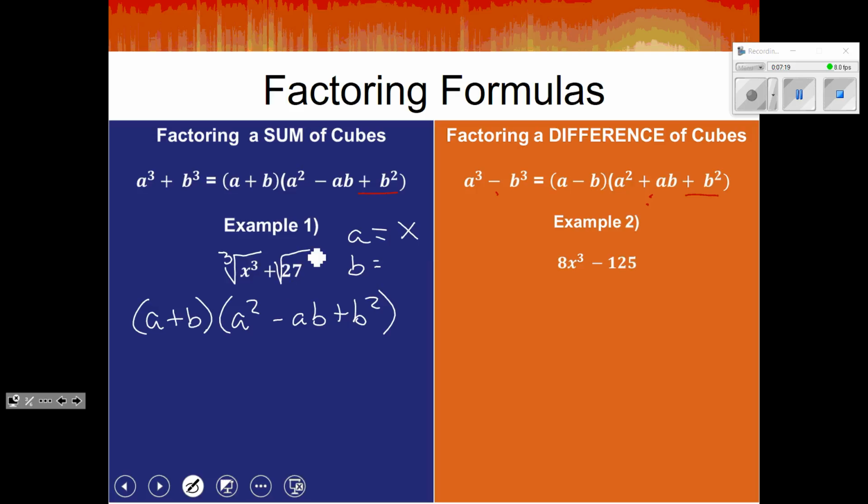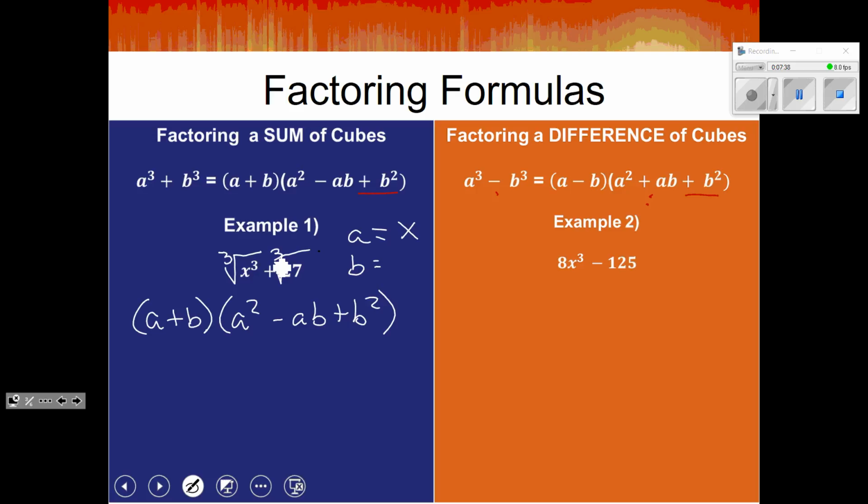And then to find b, I'm just going to take the cube root of the second term. So what's the cube root of 27? 3. It's on your list. Let me mention this though. If you wanted to use your calculator to find the cube root, how do you find the cube root in your calculator? Anybody remember?